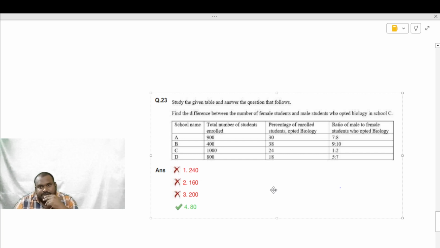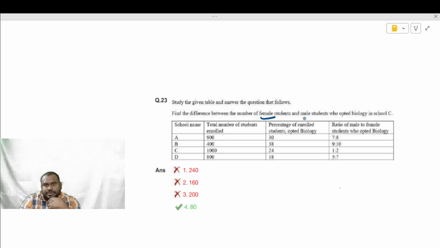And the difference between the number of female students and the male students. Female to male students, difference. He's asking that. Difference means female minus male, for students who opted for biology in school C. School C. Forget about A, B, D. Just focus on only C, and that too who opted for biology. The total number of students enrolled is 1000.